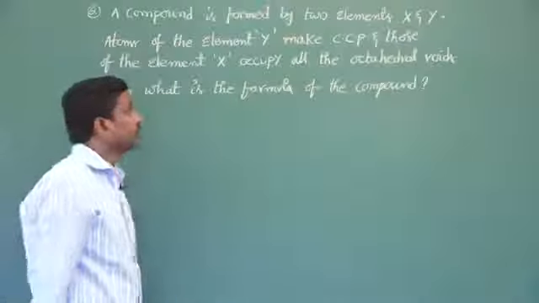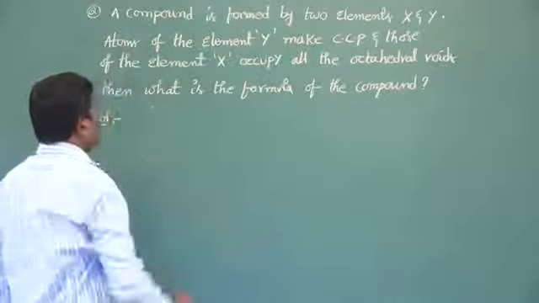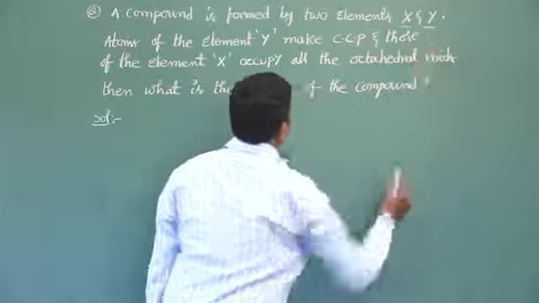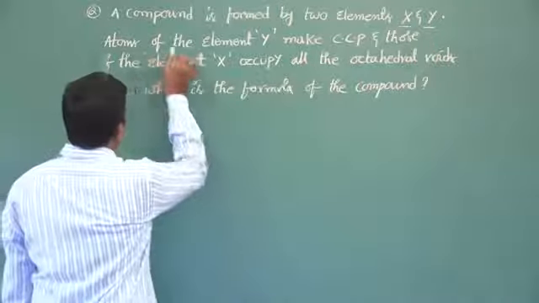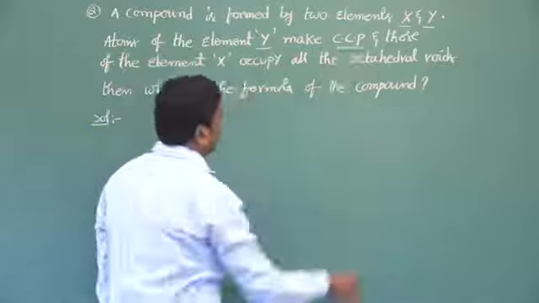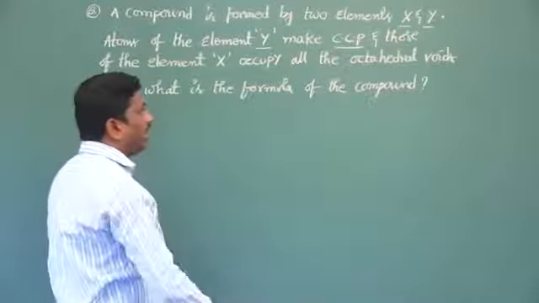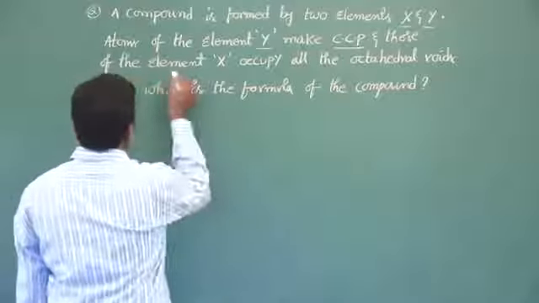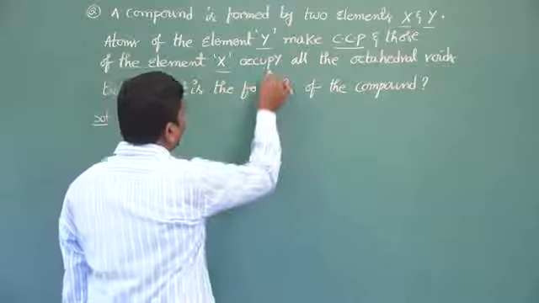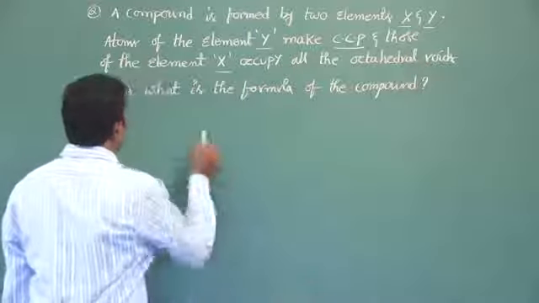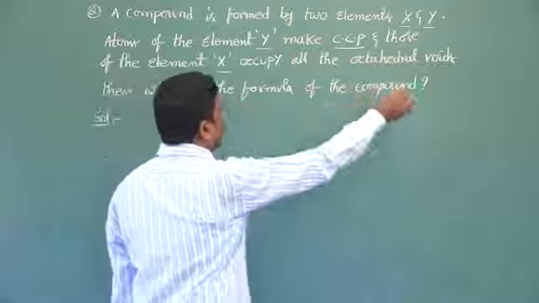Next question. A compound is formed by 2 elements X and Y. Atoms of the element Y make CCP. CCP is also called FCC, the three-dimensional closed packing. And those of the element X occupy all the octahedral voids. Then what is the formula of the compound?